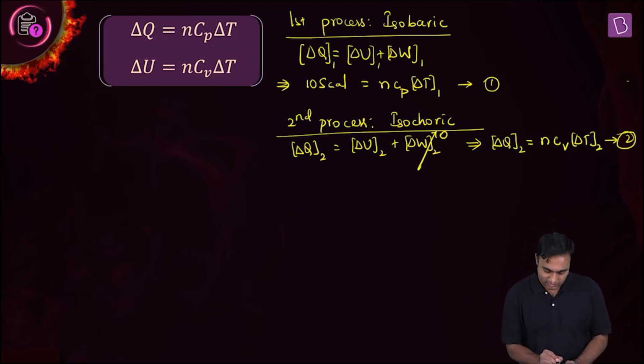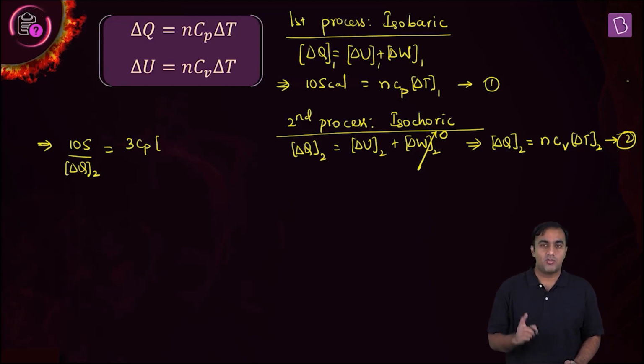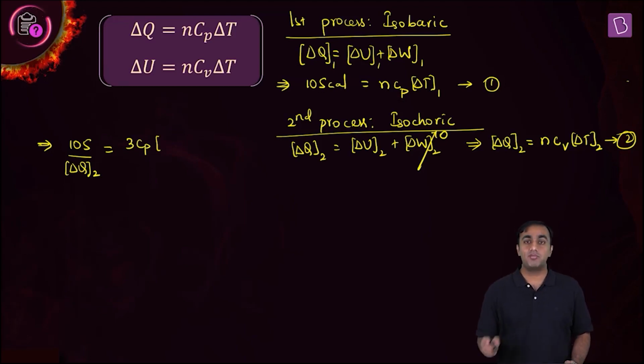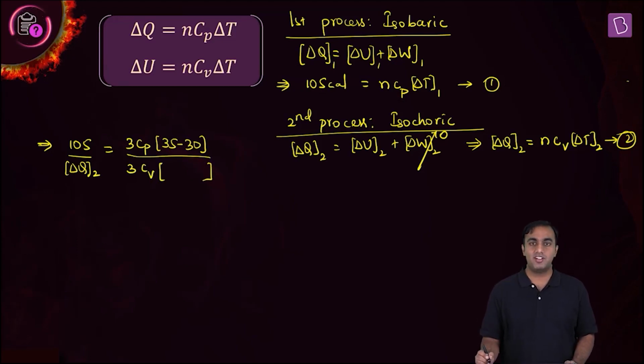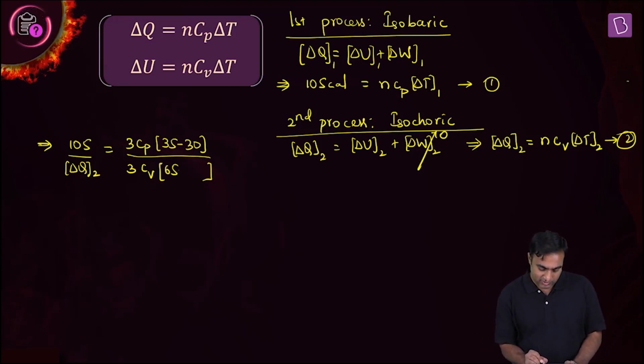Now, let's take the ratio of these two equations. What do we get? We get 105 by delta Q2 equals, n is 3 in value, so 3 into Cp into delta T1. What was the temperature change in the first process? It went from 30 degrees Celsius to 35 degrees Celsius. So this is 35 minus 30 divided by number of moles is 3, this is Cv, and the temperature change in the second process happened such that the temperature increased from 60 degrees Celsius to 65 degrees Celsius. So it is 65 minus 60. Let's simplify this.